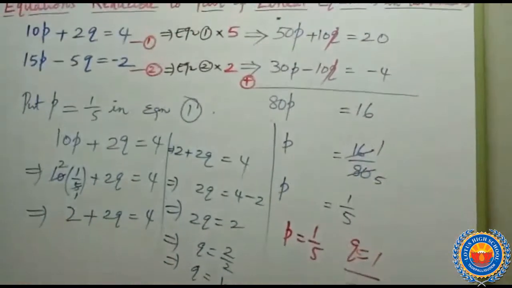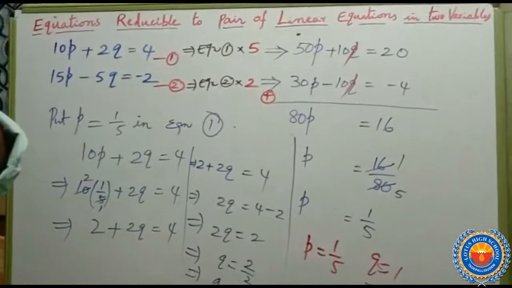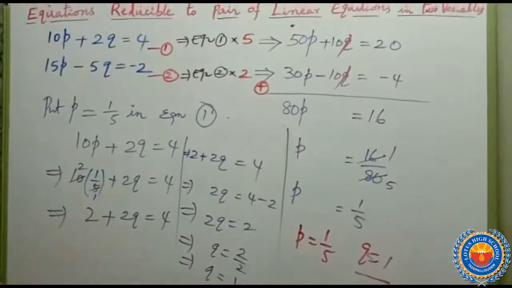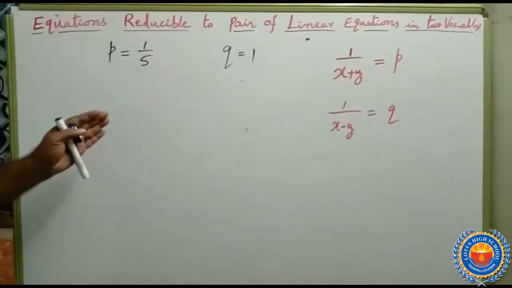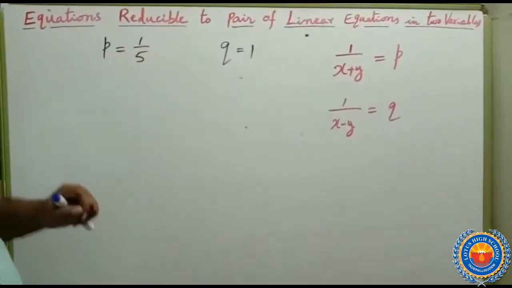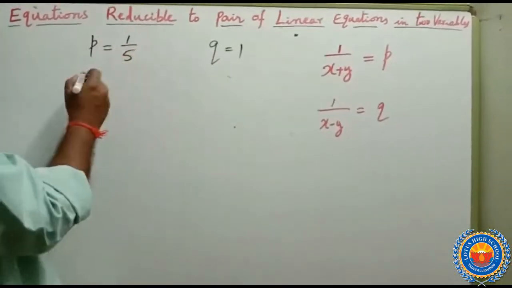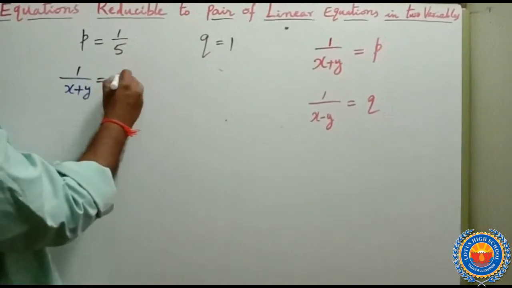Just now I got p and q values. By using these p and q values, I'll get x and y values. Okay, here I got p is equal to 1 by 5 and q is equal to 1. Actually, what is p? p is equal to 1 by x plus y, which is 1 by 5.